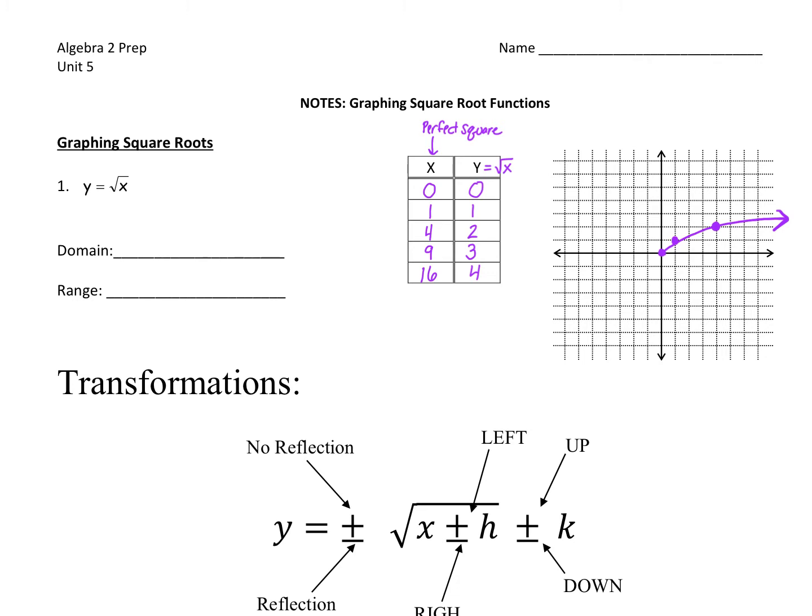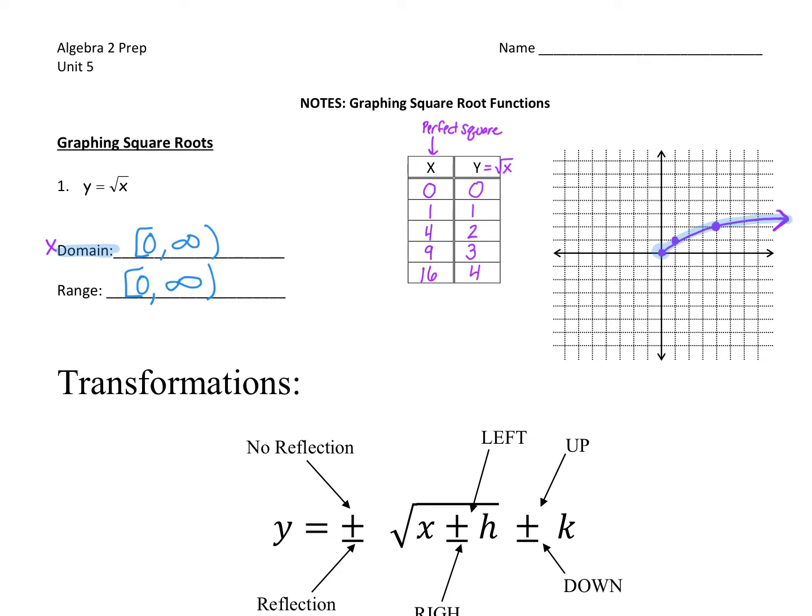So the domain for this graph is all of our x values. If I'm looking at the domain of this graph, it starts here and goes here. So it's starting at 0 and then going to infinity. And actually it's the same with the range. It's starting at 0 and going to positive infinity.